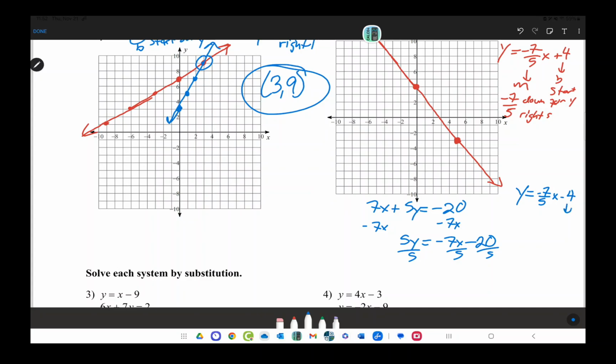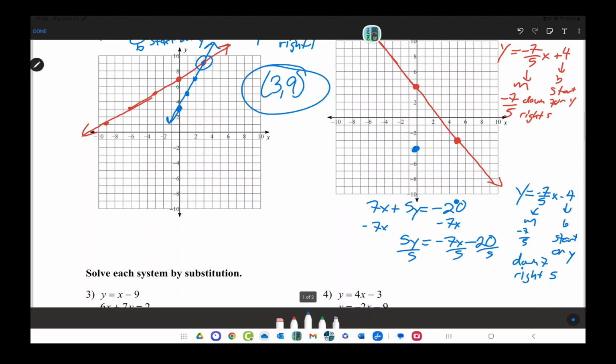So, this is your B. This is where we start on y. So we start at negative 4. And this is your slope. Negative 7 over 5 means you're going to go down 7, right 5. Now, notice my slope is exactly the same. By the way, down 7, right 5, move it off the graph.